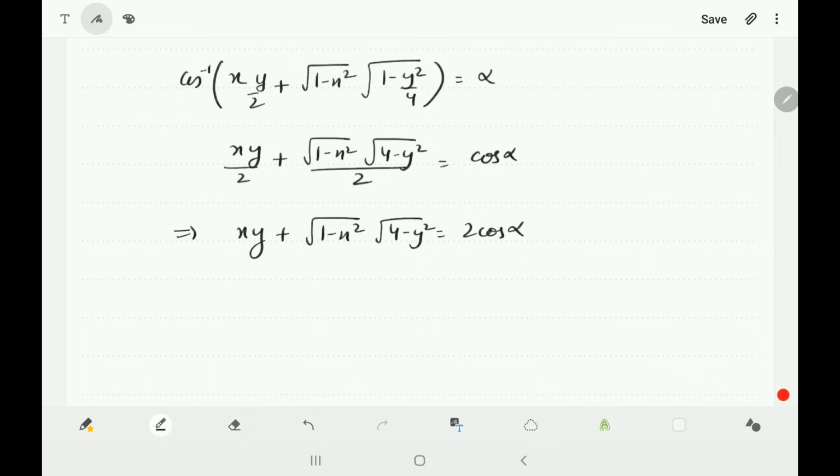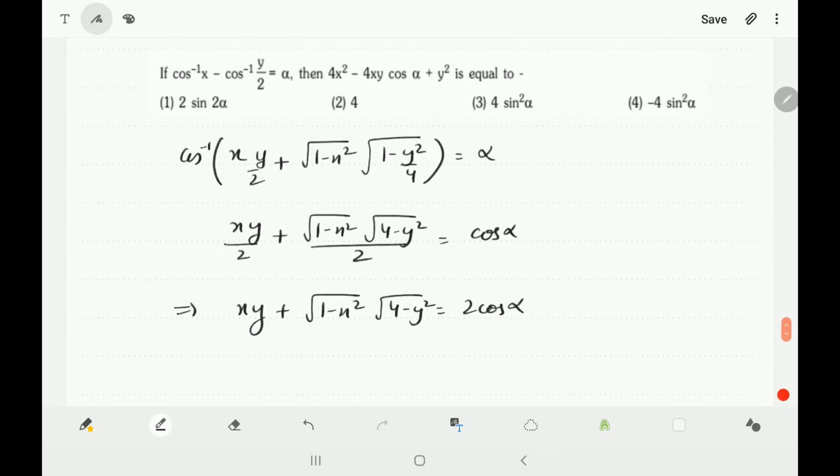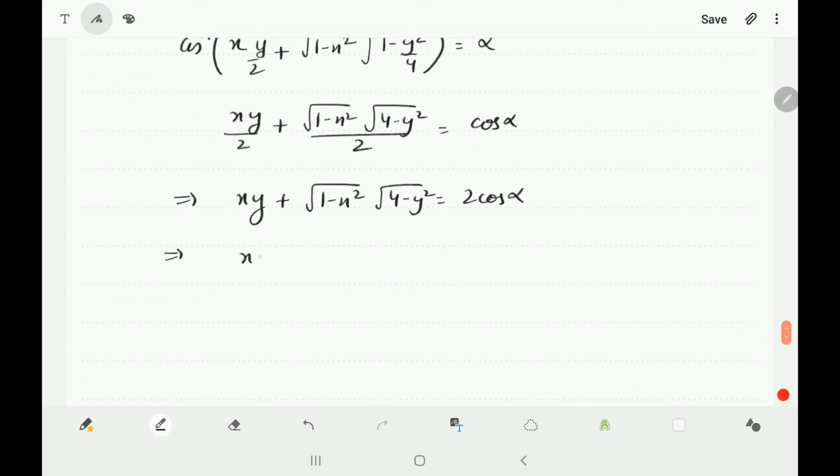Okay, now we have to remove this under root because we need to find the value of 4x square minus 4xy cos alpha plus y square. So what we can do is take this term on the right hand side. We will have under root 1 minus x square under root of 4 minus y square as 2 cos alpha minus xy.